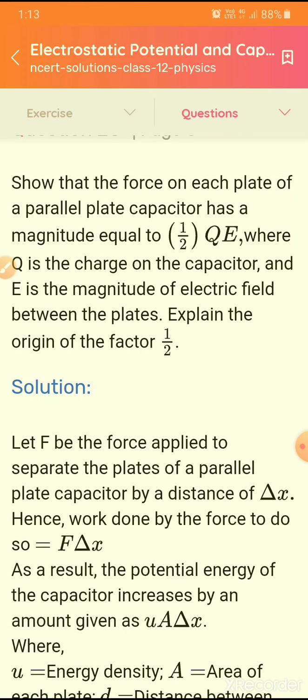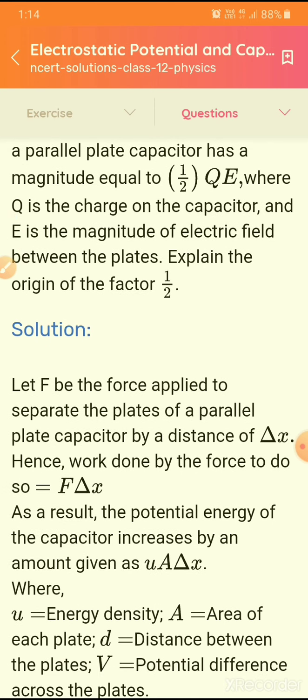Show that the force on each plate of a parallel plate capacitor has a magnitude equal to half QE, where Q is the charge on the capacitor and E the magnitude of electric field between the plates. Explain the origin of the factor half. What is given here? Force on each plate of a parallel plate capacitor has a magnitude equal to half QE, where Q is the charge on the capacitor and E is the magnitude of the electric field between the plates.